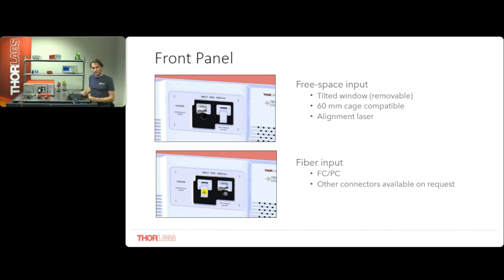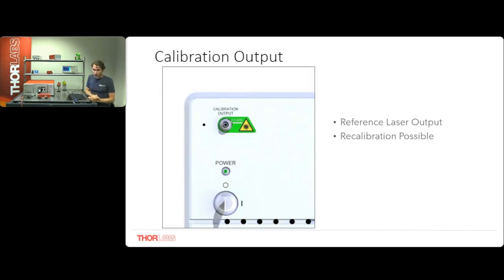Also on the front panel, we have a reference output. The reference laser that I mentioned in the beginning of the demo, the one that keeps track of the moving stage, is a 1532 nanometer frequency locked laser. And it's actually a standalone product, this LLD5030 that I have here on the shelf. You can buy that separately. It's also included in the instrument, and you can access it by this output. With this, you can do calibration of the instrument at will, or if you have other uses for the frequency locked laser, please feel free to go ahead.